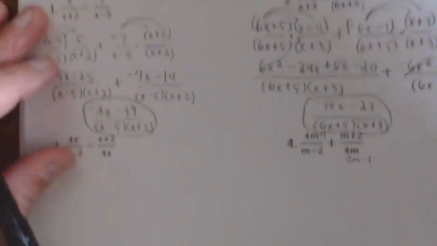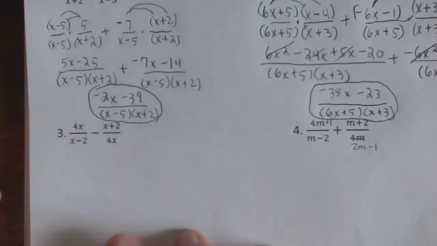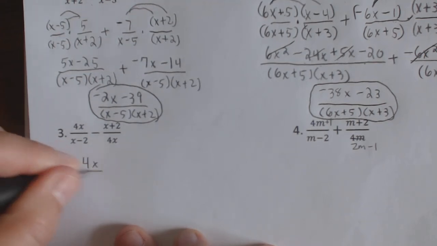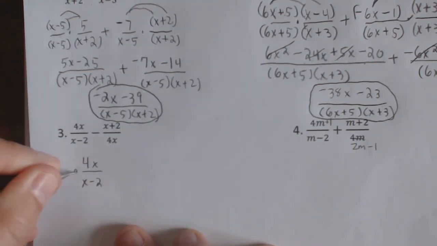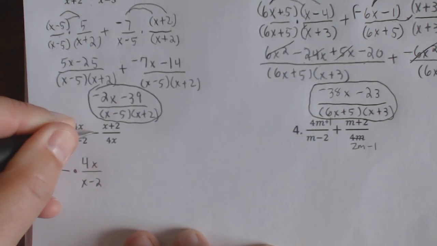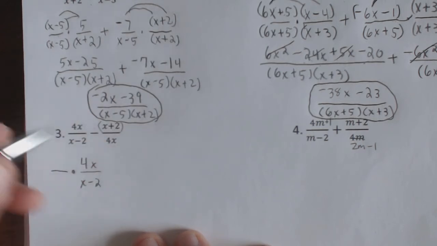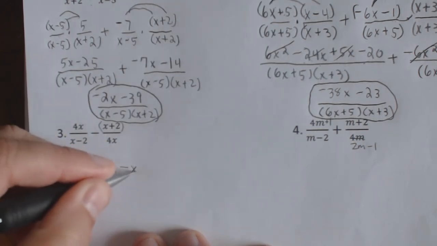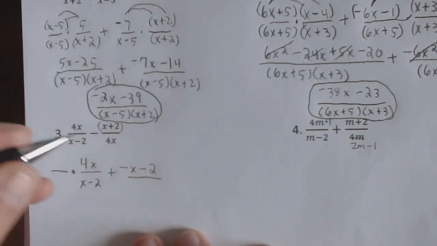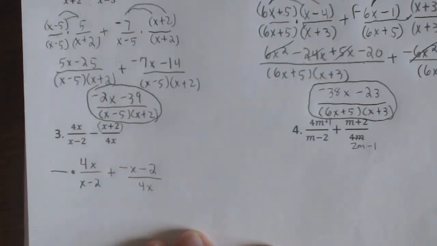Okay, 2 more to go just to practice a little bit. This will be 4x over x minus 2, and I'm going to need to multiply it by something. I'm going to change this minus to adding the opposite. So this is a grouping symbol. This minus is going to go to both of those. So that's plus negative x minus 2 over 4x.